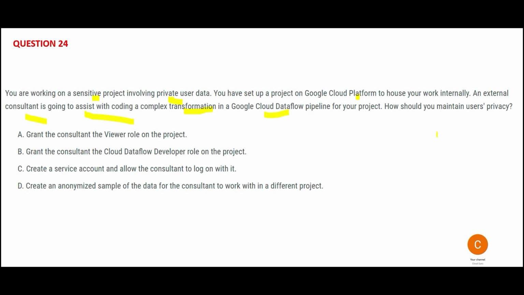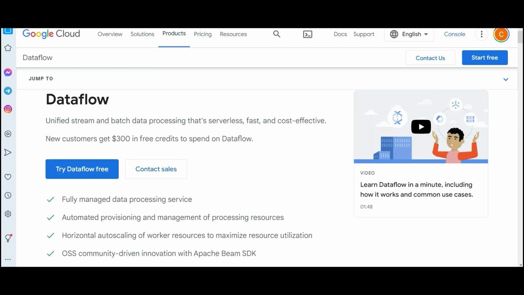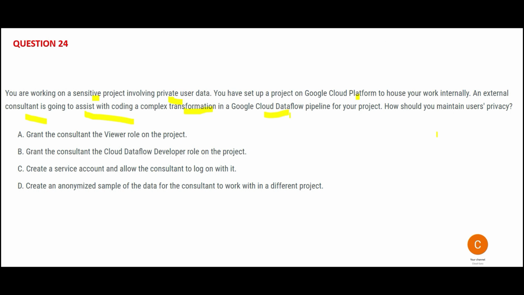cloud Dataflow pipeline. See, Dataflow is processing just like an ETL. It is serverless, it is fast, it is cost effective, it works with streaming data, it works with batch data, that is EDW, enterprise data warehouse style processing also. So consider Cloud Dataflow as whenever you talk about pipelines, it is about ETL, data processing pipelines.